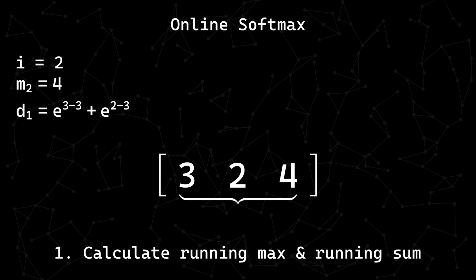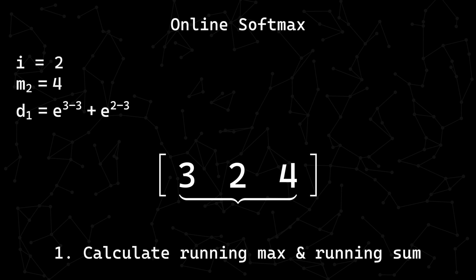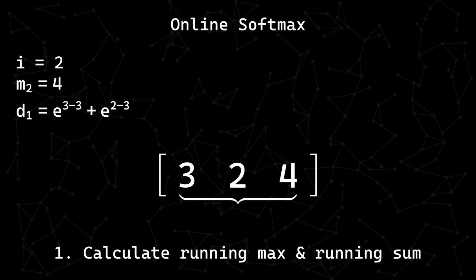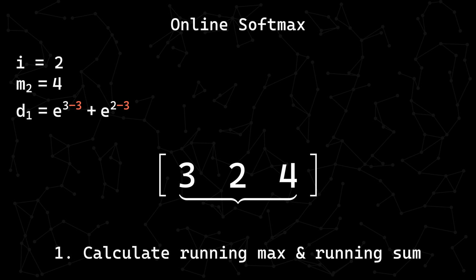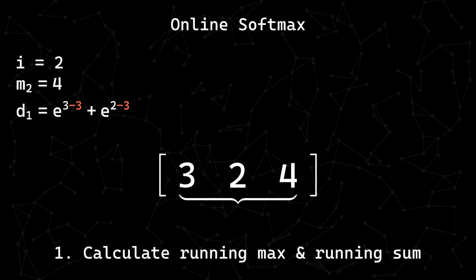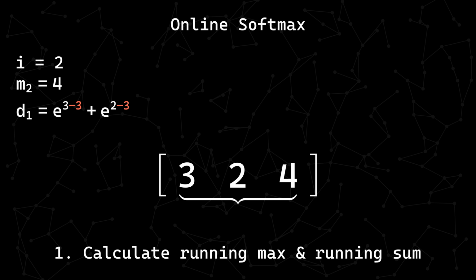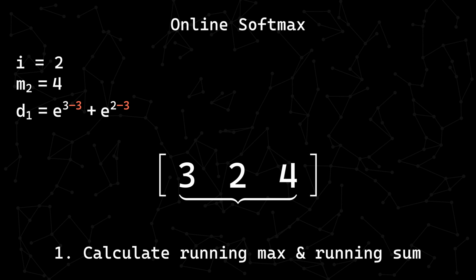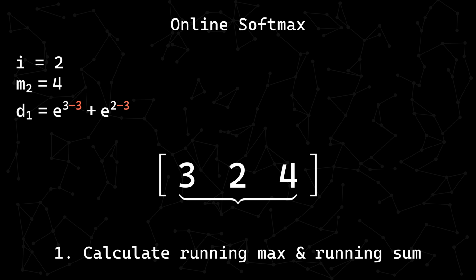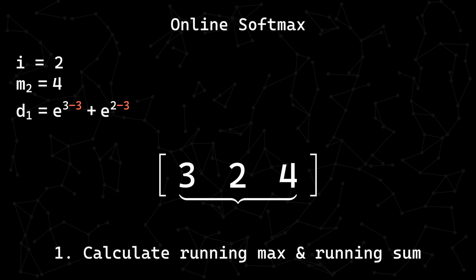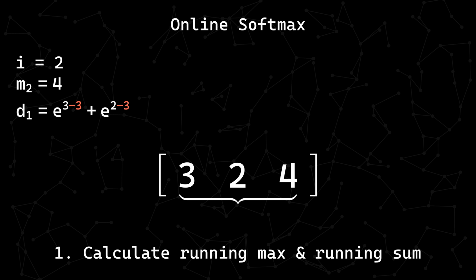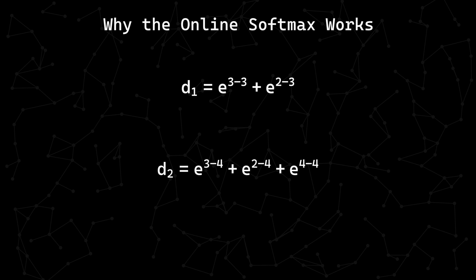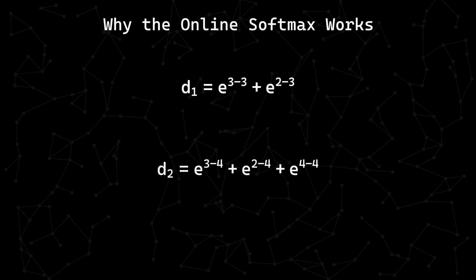We compare 4 to our running max and see that we have a new running max. This means the elements of the sum in d sub 1 are now invalid. Is there an easy way to fix this without having to iterate through all of the previous values? Doing so may require us to go all the way back to HBM if those values have been evicted from our cache. Well, thankfully, calculating d sub 2 from d sub 1 is pretty straightforward.